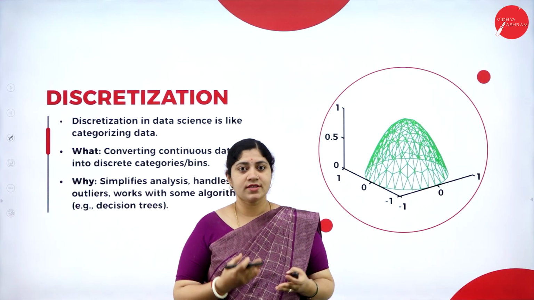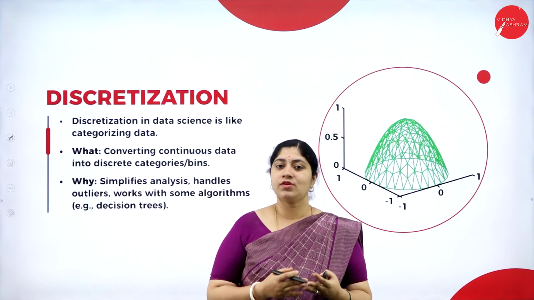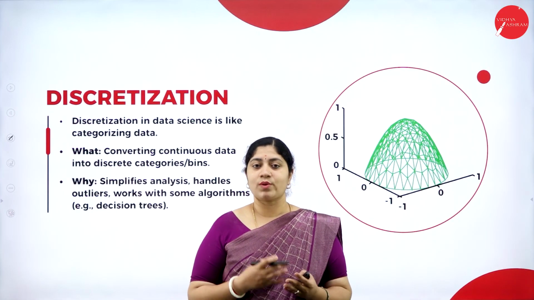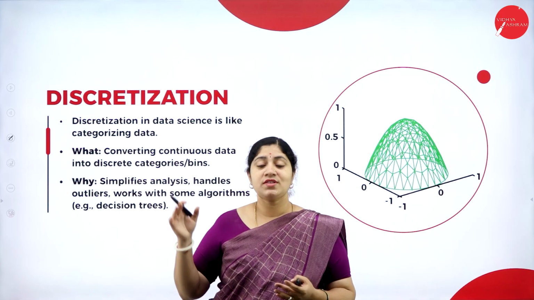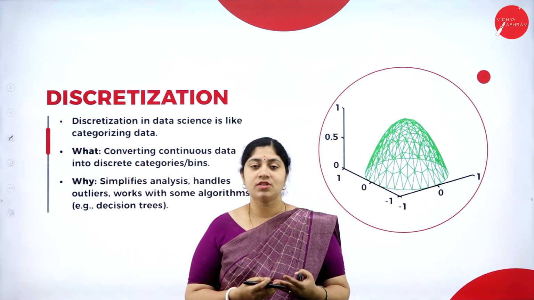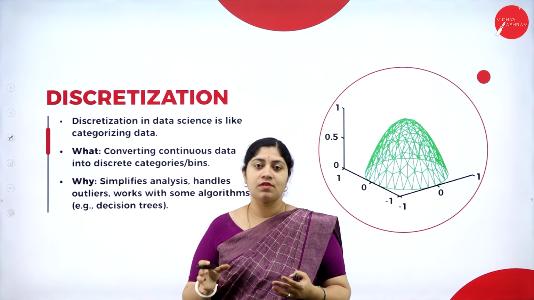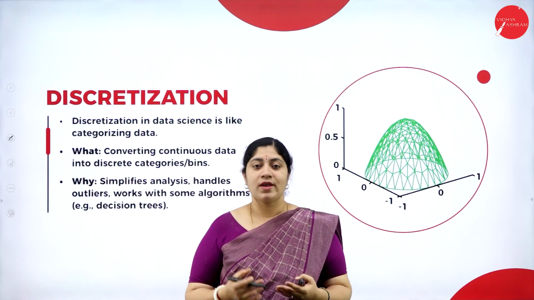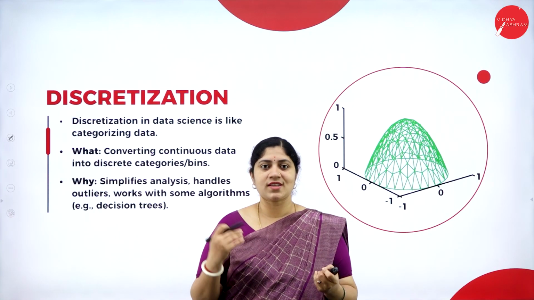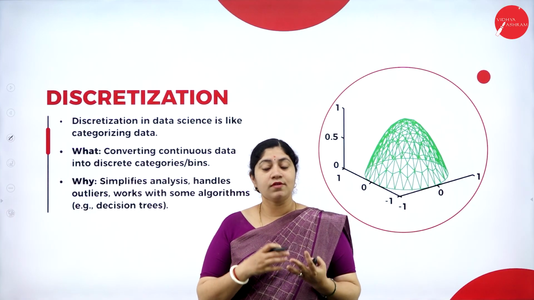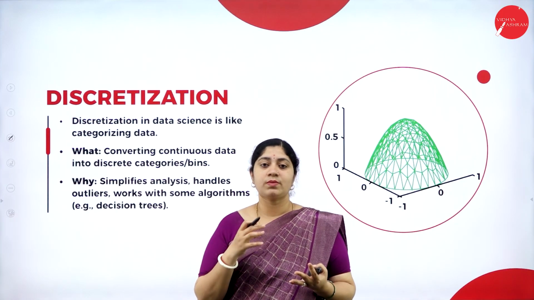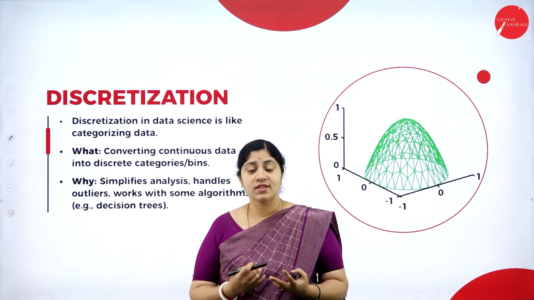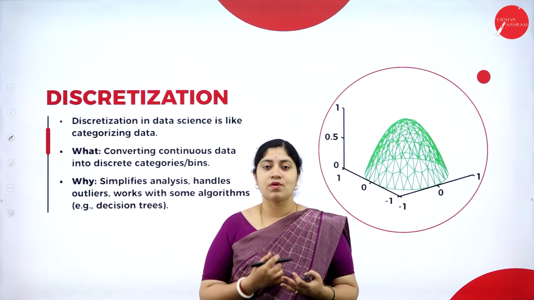Now let's see the second strategy utilized under data transformation. The second strategy, which is most important after normalization, is discretization. Discretization is categorizing our information into different formats. In simple words, it means converting continuous data into some discrete format, or we can say it has different bins.